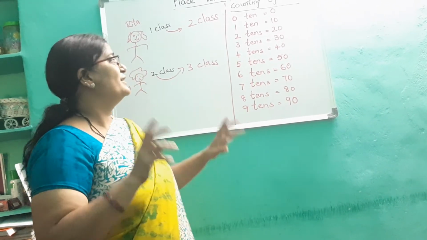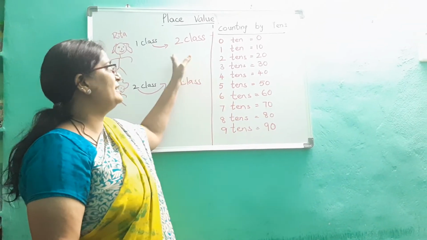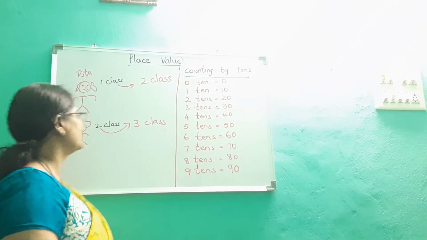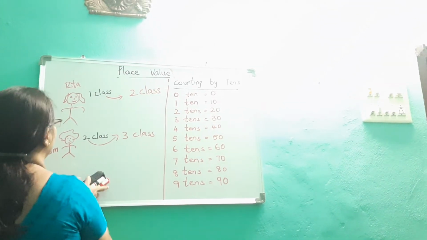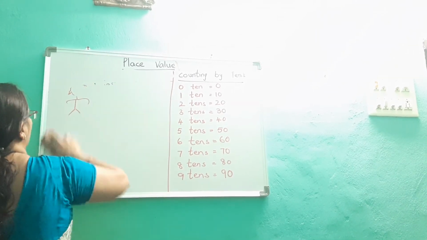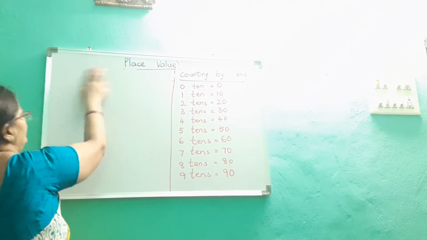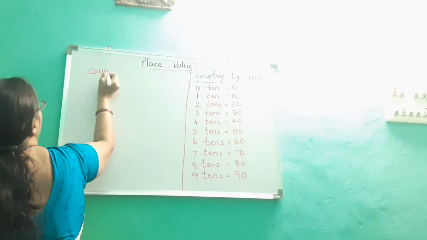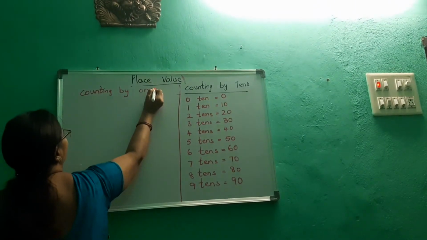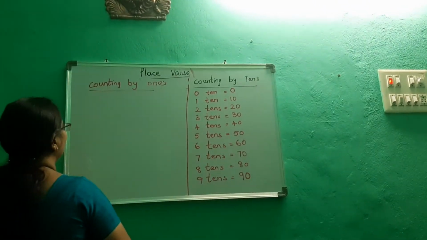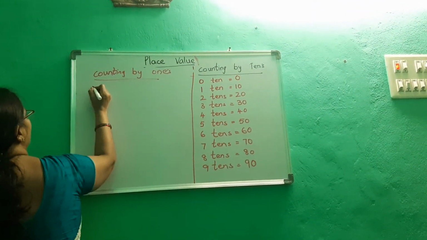Okay, got it? Now, first in your notebook, before I have taught you, you write that table and this table, but don't write this. This is just to explain, that's all. Okay, don't write this. Only you write the counting by ones and counting by tens. You write only these two tables, and I have written previous note, so same thing.